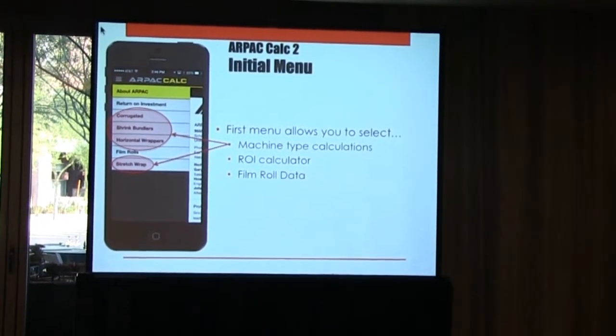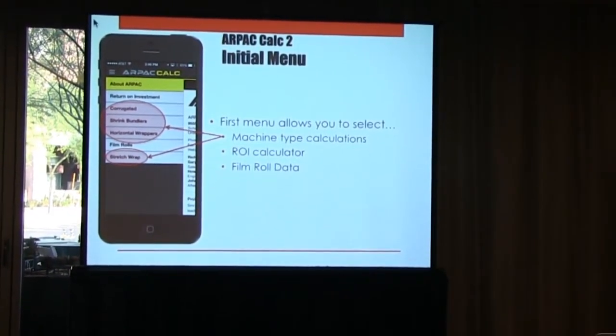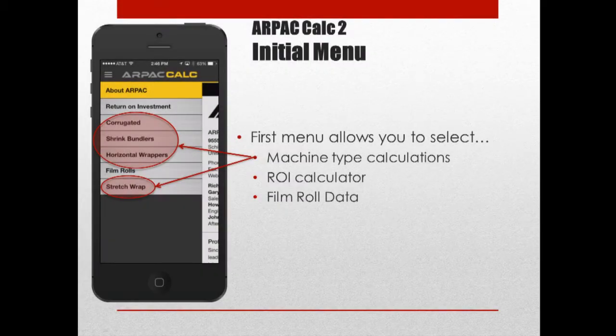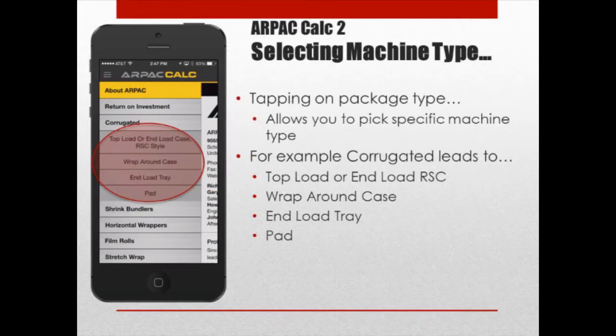To actually go into the consumables calculation for the machines, you pick one of the 4 categories that describe machines. To get to the ROI calculator, there is an ROI button. And for film data, this is actually going in and saying, for this thickness film, how much is the roll of film going to weigh, the useful pieces of information, but not necessarily cost data. So let's get started with machine type.